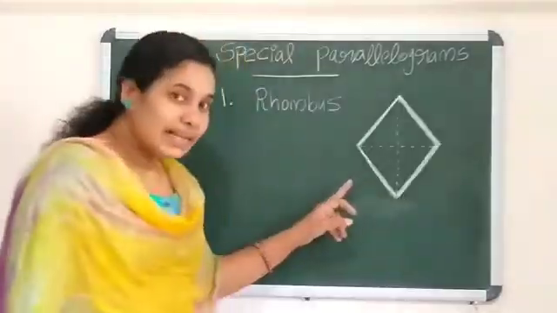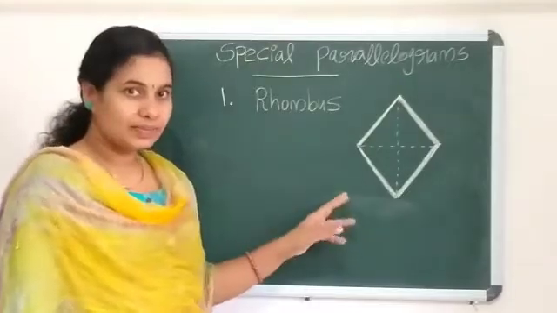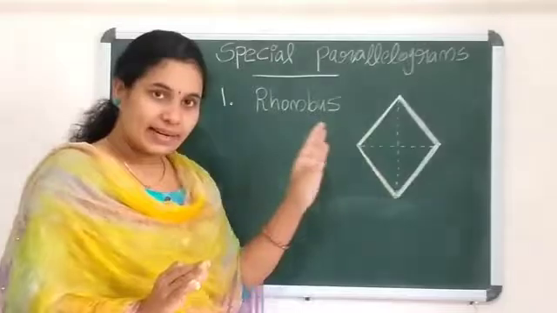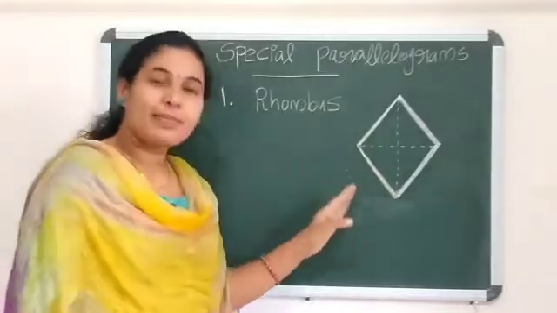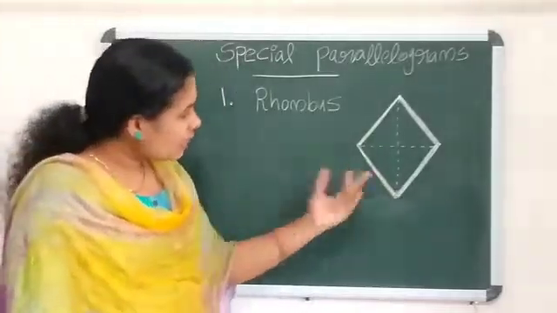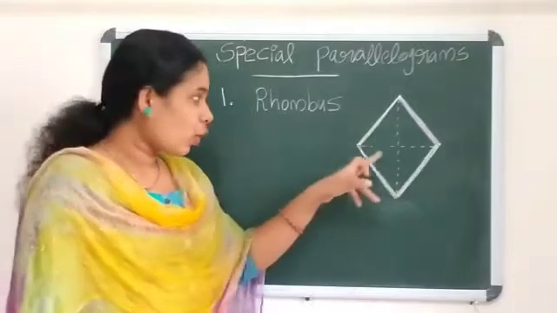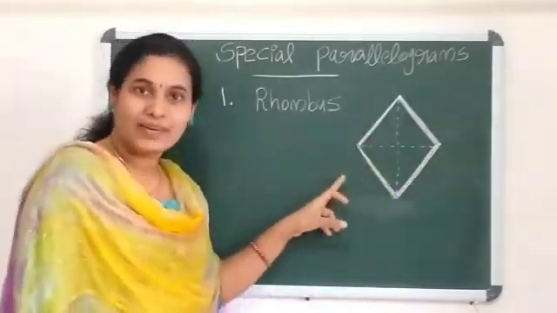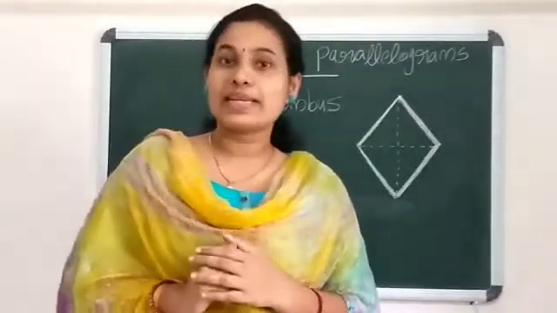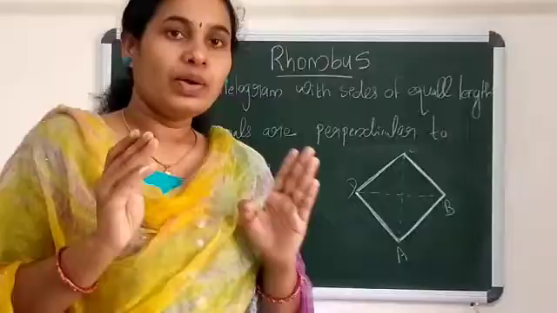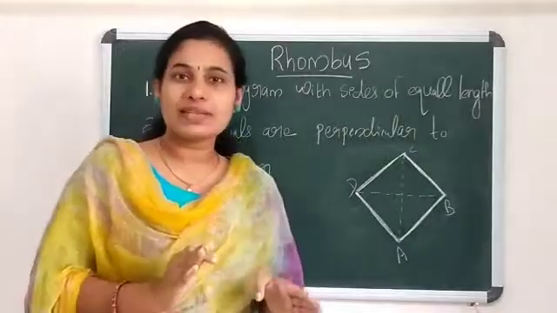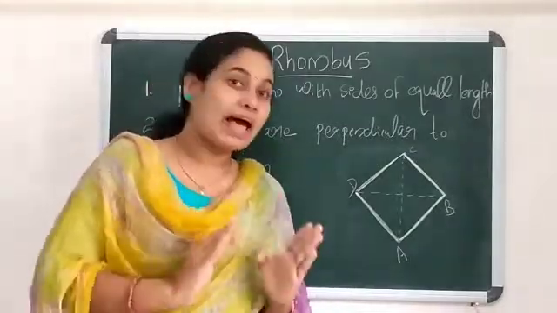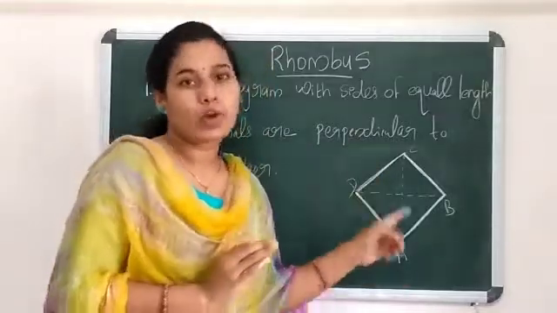Here you can see a rhombus. You all know a rhombus is a quadrilateral first. It's a quadrilateral and it's a type of parallelogram. And what is the speciality of a rhombus? A rhombus is a parallelogram having all four sides equal. Now we are going to discuss the properties of a rhombus. Actually, a rhombus is a parallelogram.